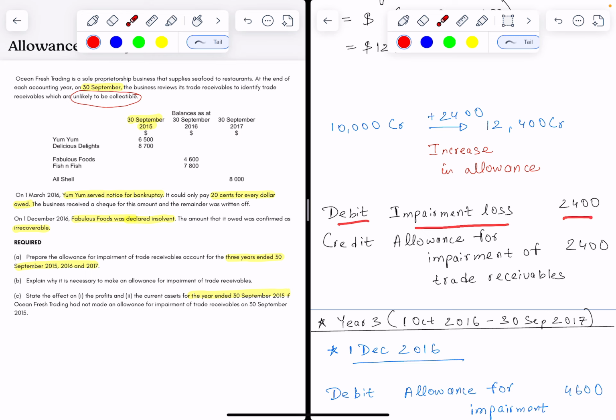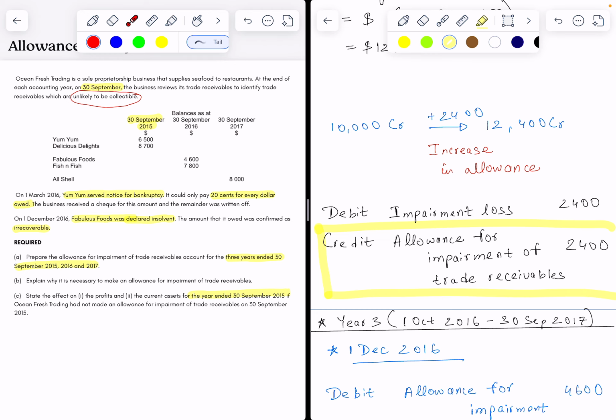And at the same time, we are crediting the allowance for impairment of trade receivables account, which is a contra asset account, which when increases in value, we credit it, and the amount is obviously $2,400. Okay? So as you can understand, based on this journal entry at 30 September 2016, we are crediting the allowance for impairment of trade receivables by $2,400 and simultaneously incurring an expense, specifically impairment loss, by $2,400.